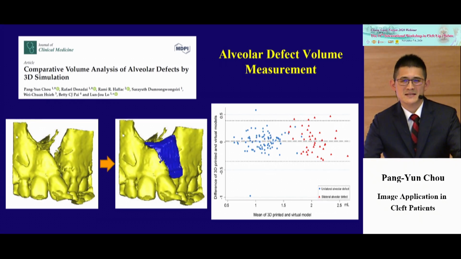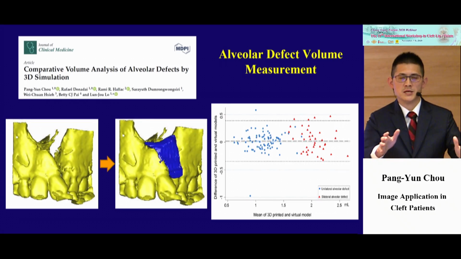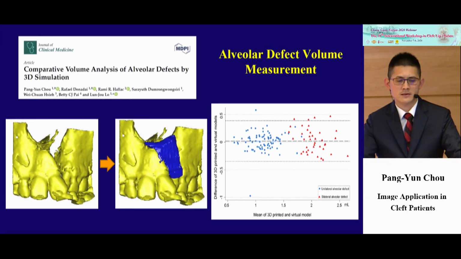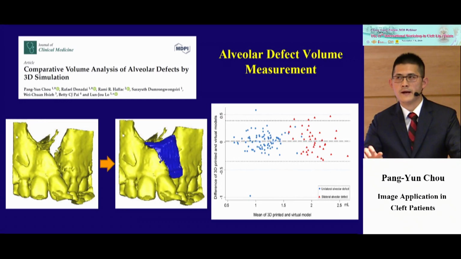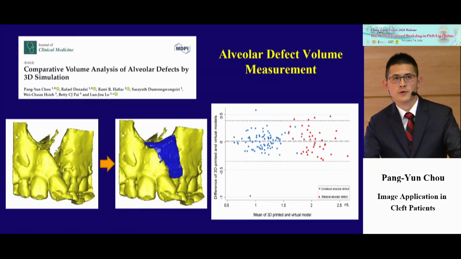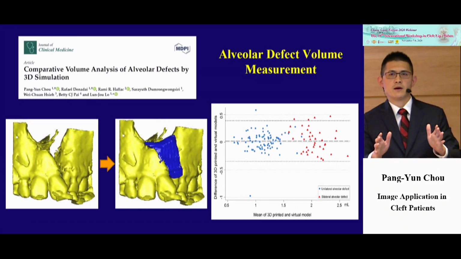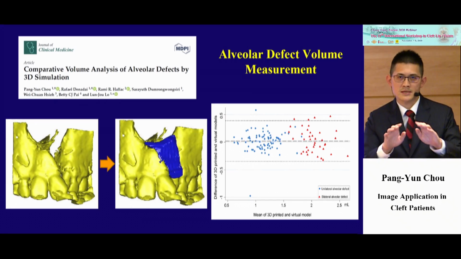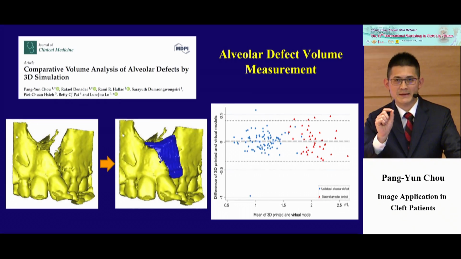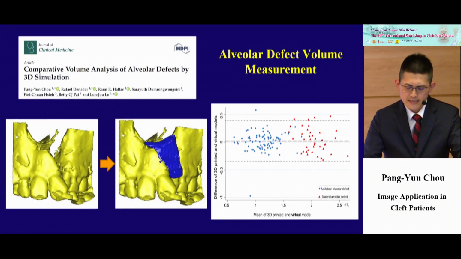But how this reflects in your hospital or your patients depends. In our protocol, the lip repair and the palatal repair are done according to our protocol here. So when the patient receives the alveolar bone graft, the defect has already been shortened and decreased to a very limited bone defect. So this is our data.